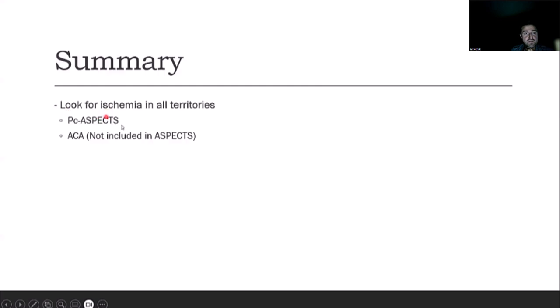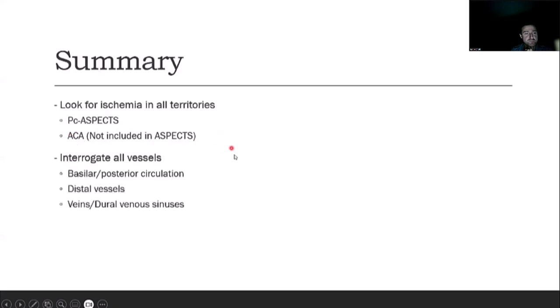Always look for ischemia in all territories. So do your PC ASPECTS, especially if you see a basilar occlusion. Look at your ACAs, which isn't included in the ASPECT score. Interrogate all vessels, basilar and posterior circulation, distal vessels, veins, dura, and sinuses. And remember to look at the extracranial and extravascular structures.